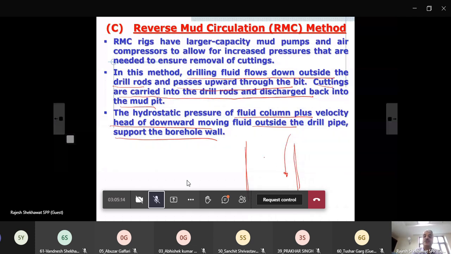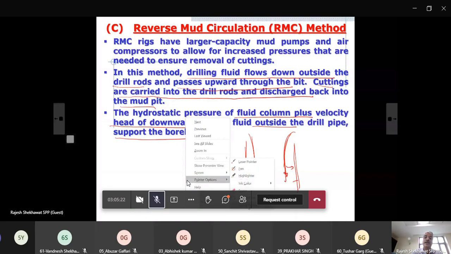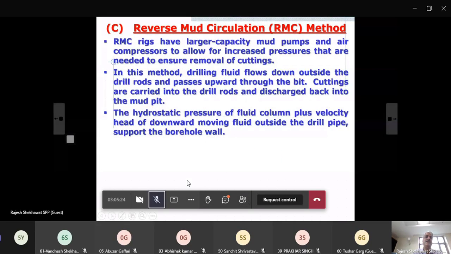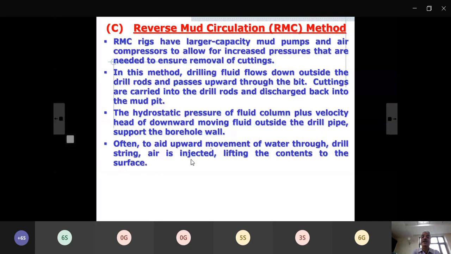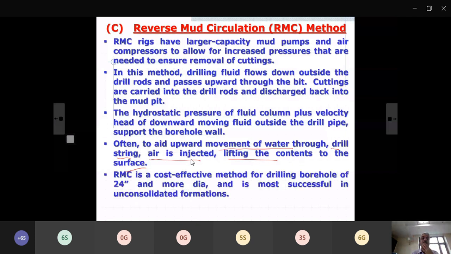Second thing is you have to force it with pressure. So some pressure is exerted laterally also. You have to use air compressor and mud pumps and all. So that also helps you in stabilizing or supporting the bore hole better. And often to aid upwards movement of the water through drill string, air is injected, lifting the contents to the surface. As I told you, when your bore dia is more, cuttings are more, compressed air is also injected many times. With that it gets lifted.